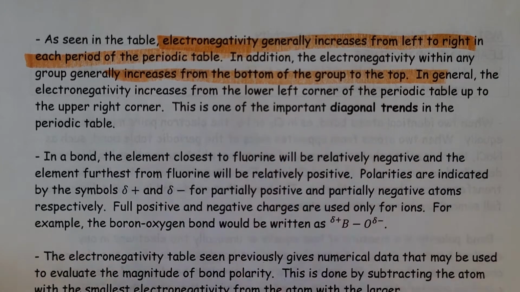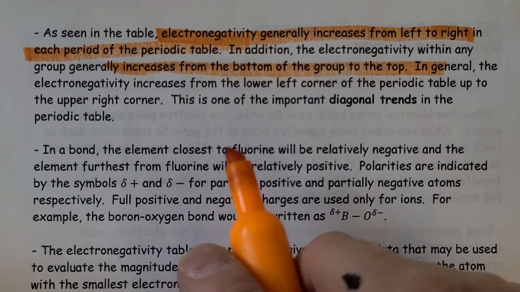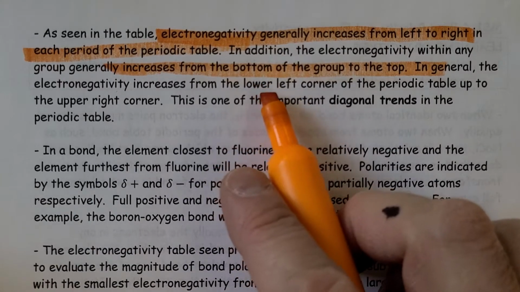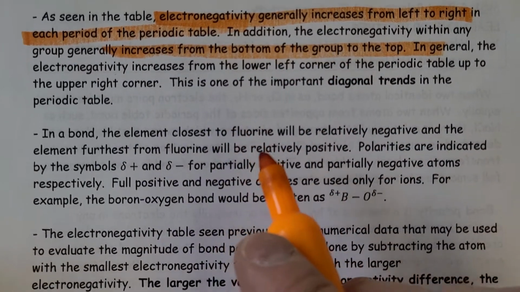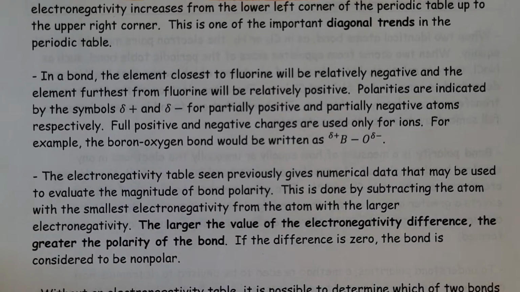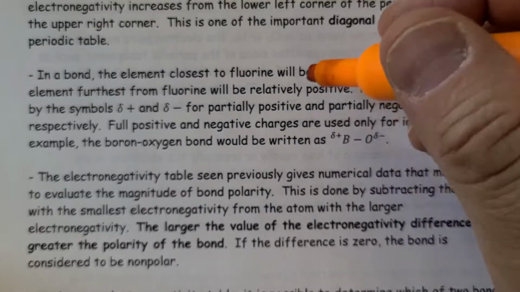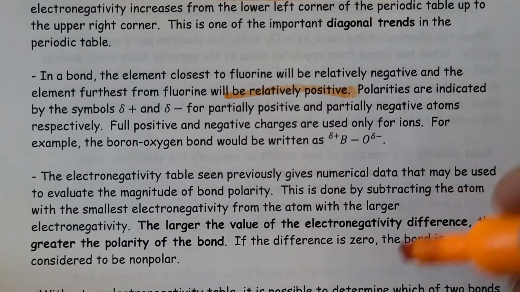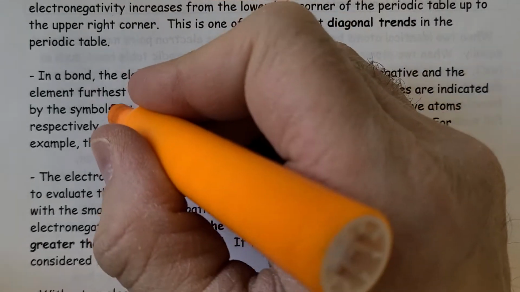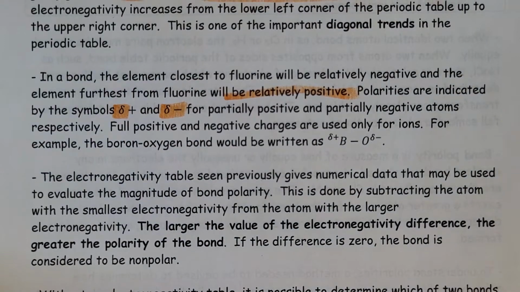This is one of the most important diagonal trends when we go from the lowest number in the lower left corner to highest in the upper right corner. In a bond, the element closest to fluorine will be relatively negative as well, and the element furthest from fluorine will be relatively positive. Polarities are indicated by using these symbols, delta plus and delta minus.